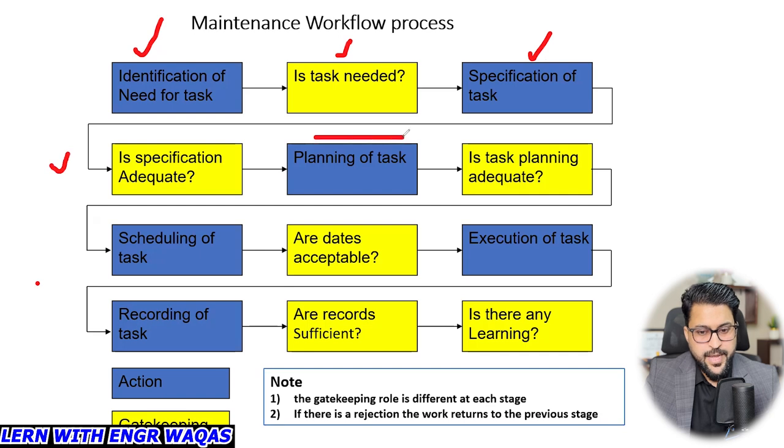Planning of task: they are going to plan that. Then, is the task planning adequate? Sometimes some items don't need any kind of scheduling or planning. They can be conducted without planning. Scheduling of task: are the dates acceptable? If you schedule that task, maybe within that time window utility is not available, or something is in conflict with other departments, and you can't run that maintenance. So you need to make clear whether it is acceptable. Execution of task: if it is acceptable, then you conduct the execution. Then record it as a lesson learned.